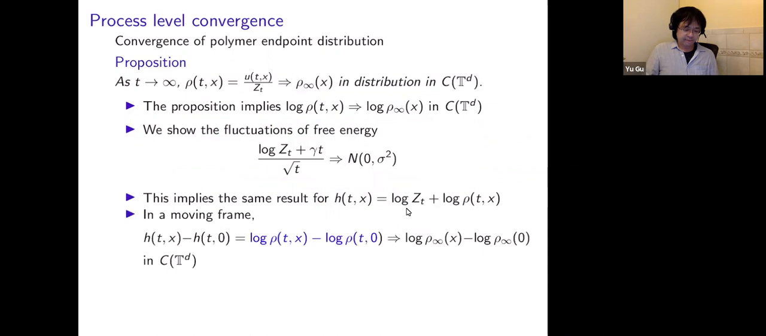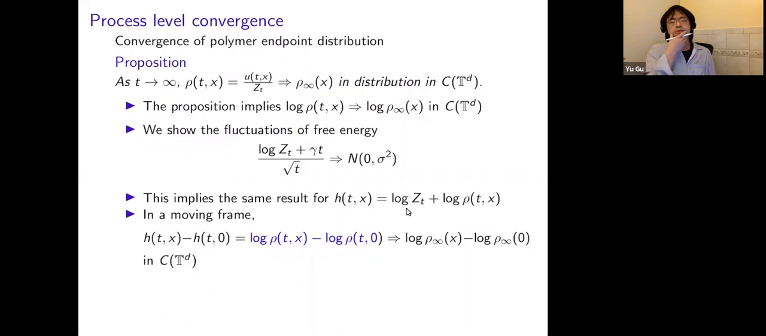Also, you can do the following. If you look at H_t(x) minus H_t(0), that's like when you're standing at x equal to zero, then move along the interface. This is the profile of the interface you observe. Well, that's precisely this, and that converges to that.